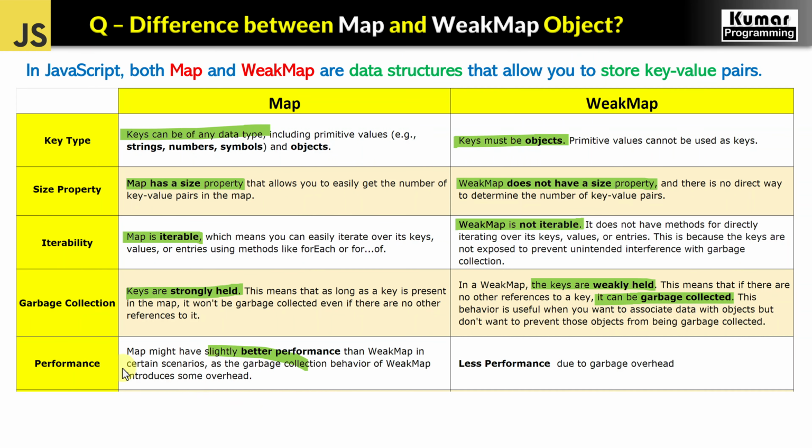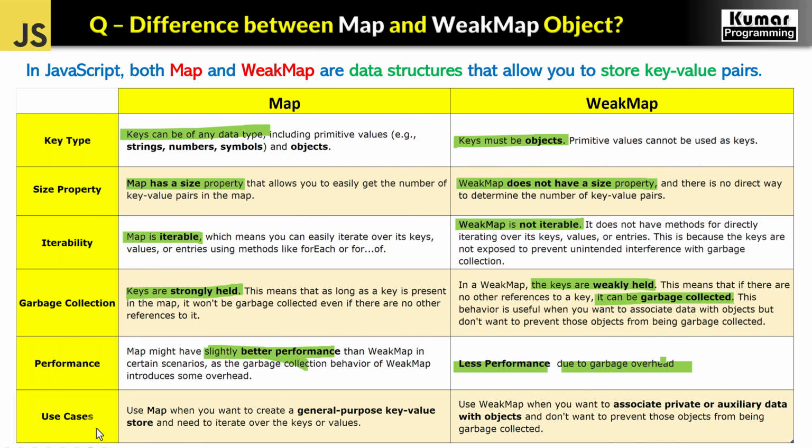So our next difference is performance. Map might have slightly better performance than WeakMap because WeakMap has some garbage collection behavior, right? And that is an overhead to the WeakMap. On the other side, WeakMap has less performance because of garbage collection overhead, right? We cannot really see the performance difference in the code unless we have a huge amount of key-value pairs stored inside Map and WeakMap. Okay, now let's see what is the next difference that we have.